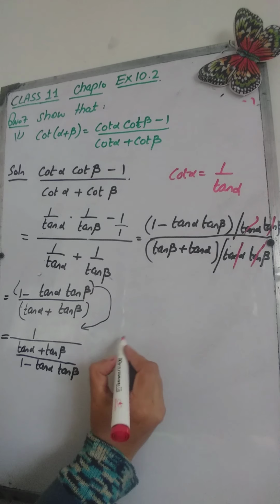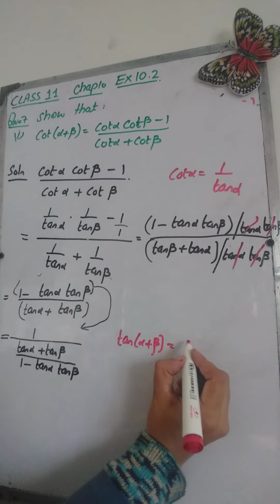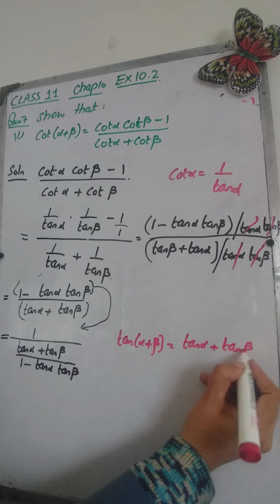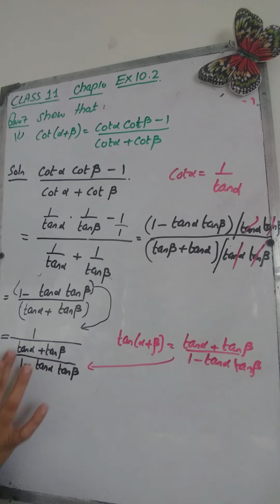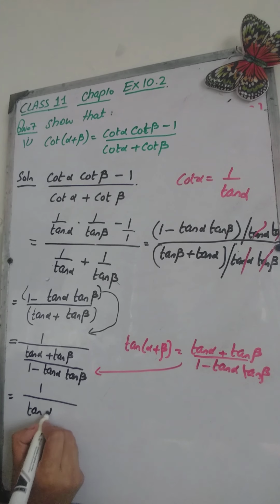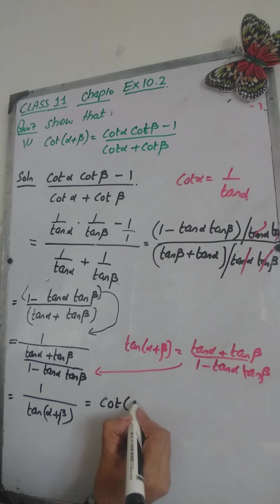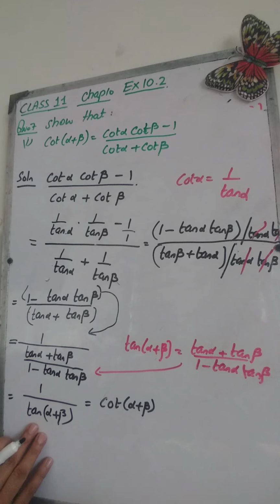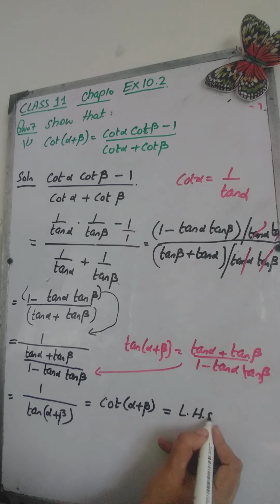Now from the identity of tangent alpha plus beta, what is the expression for identity of tangent alpha plus beta? We know that tangent alpha plus beta is equal to tangent alpha plus tangent beta over 1 minus tan alpha tan beta, which is the same as this expression. So we can say that this whole expression is equal to tangent alpha plus beta. So I can write this as 1 over tangent alpha plus beta, and we know that 1 over tangent alpha plus beta will be equal to cotangent alpha plus beta, because cotangent and tangent are always reciprocal of one another. Therefore this 1 over tangent alpha plus beta is equal to cotangent alpha plus beta, which is equal to the left hand side, and this completes the proof.